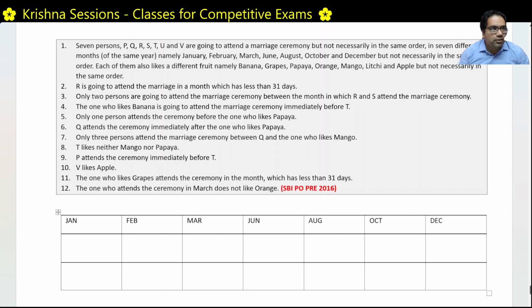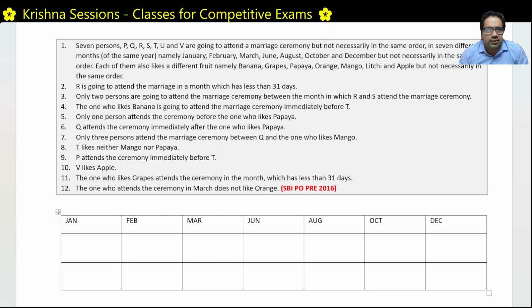Yes, let us do one more problem. Here it is 7 persons, P, Q, R, S, T, U, V. They are attending marriages. The marriages are happening in Jan, Feb, March, June, August, October, and December.